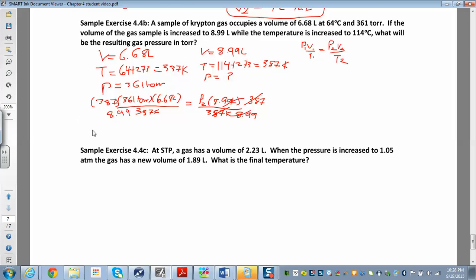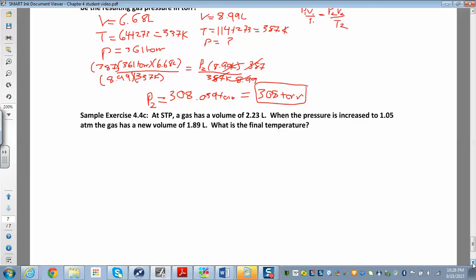Put some parentheses here so you know what to type into your calculator. You'll do 387 times 361 times 6.68, get a number, 8.99 times 337, get a number, and then do the top number over the bottom number. Take a second to work all that out. And we get P2 is 308.039 torr. You're going to round to 3 sig figs, so that gives you just 308 torr. Take a minute, you can pause the video and try to work that out. There's a bunch of homework problems that look just like these.